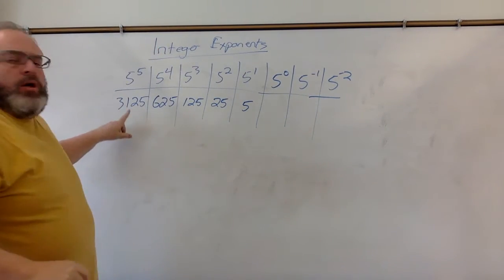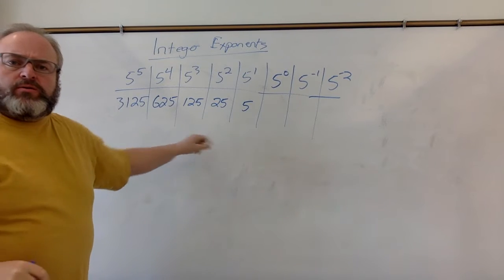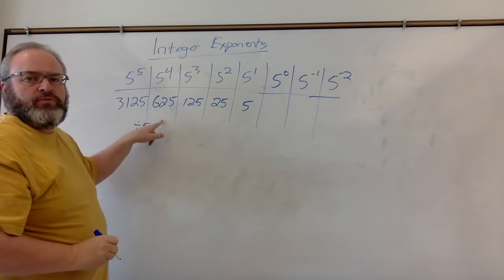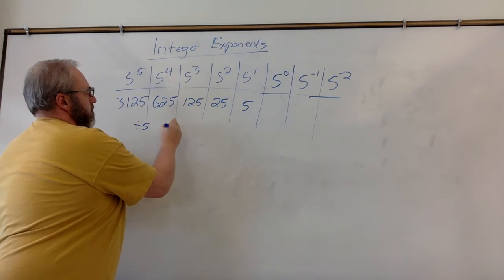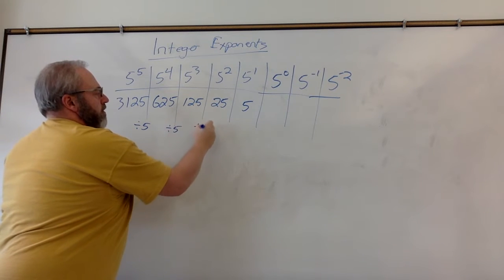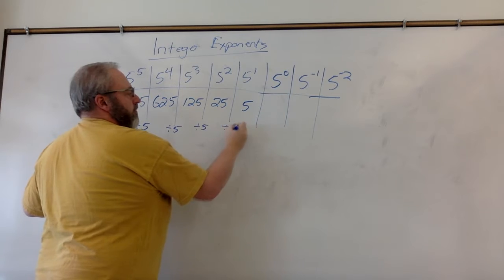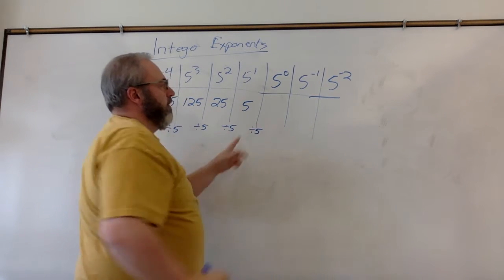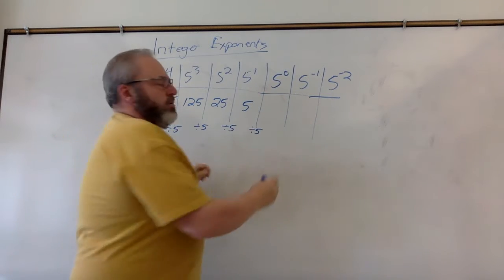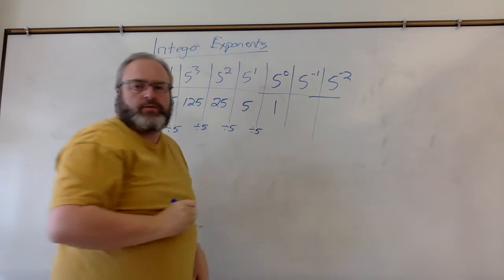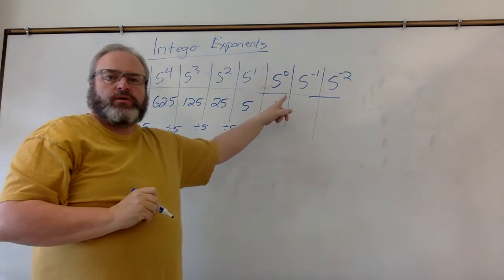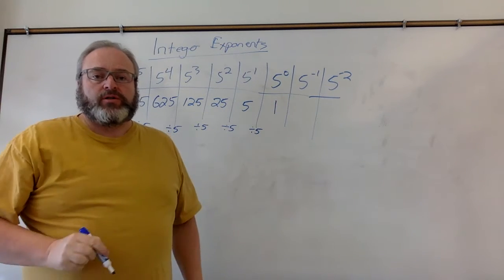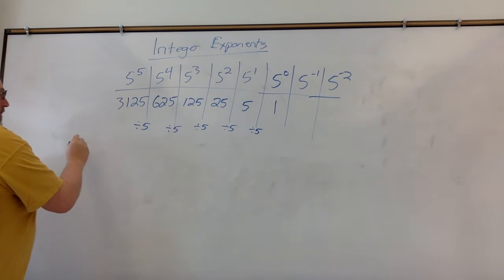So, what's happening each time as we're going down? We're actually dividing the previous number by 5 to get to the next number. Divided by 5, divided by 5, divided by 5. So if we divide 5 by 5, that means 5 to the 0 power is 1. In fact, any number to the 0 power is always 1.